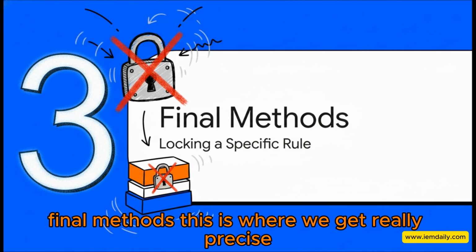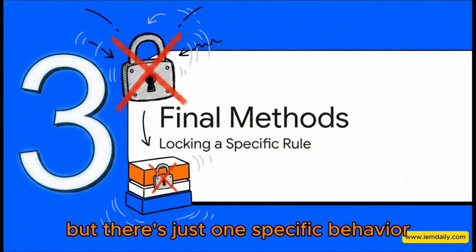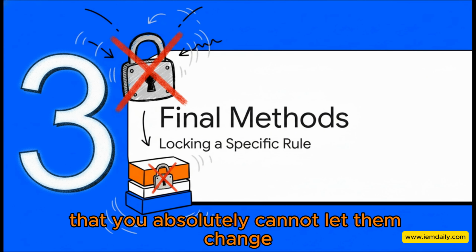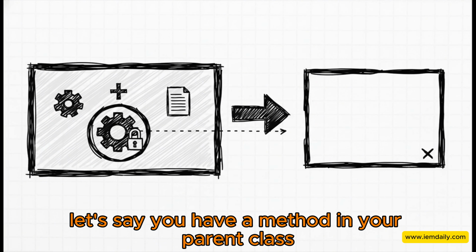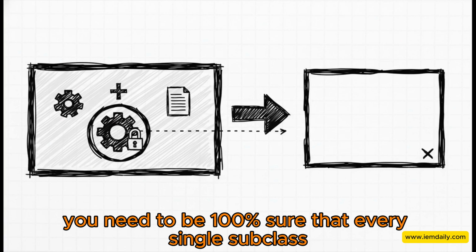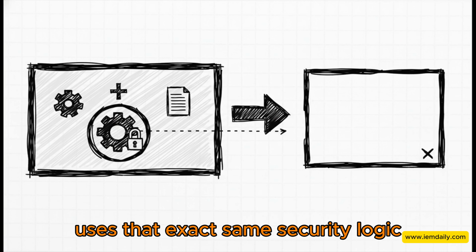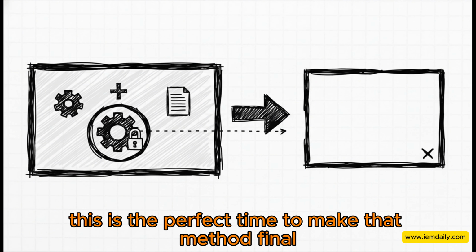Okay, next up, final methods. This is where we get really precise. What if you want to let other classes inherit from yours, but there's just one specific behavior, one specific rule that you absolutely cannot let them change? That's where final methods come in. For example, let's say you have a method in your parent class that runs a critical security check. You need to be 100% sure that every single subclass uses that exact same security logic without any modifications. This is the perfect time to make that method final.